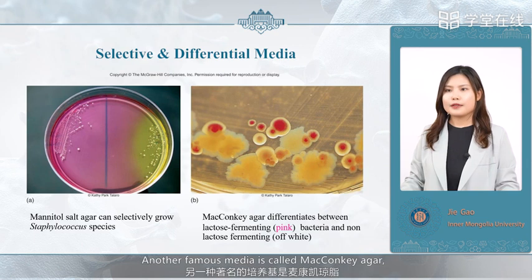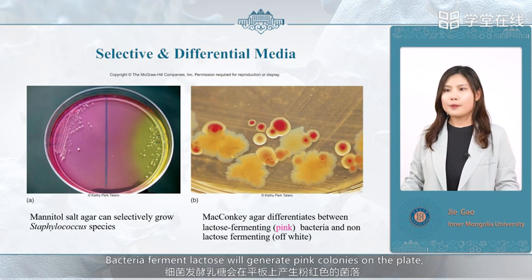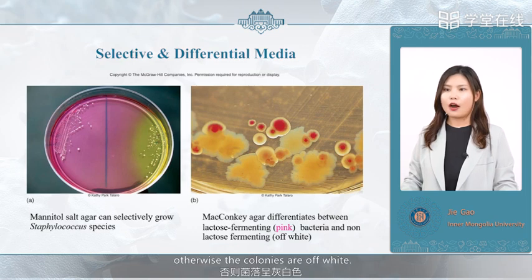Another famous medium is called MacConkey agar. It can differentiate between lactose fermenting bacteria and non-lactose fermenting ones. Bacteria that ferment lactose will generate pink colonies on the plate. Otherwise, the colonies are off-white.